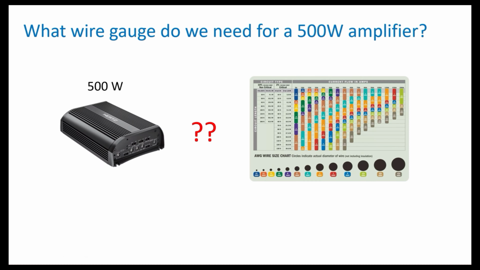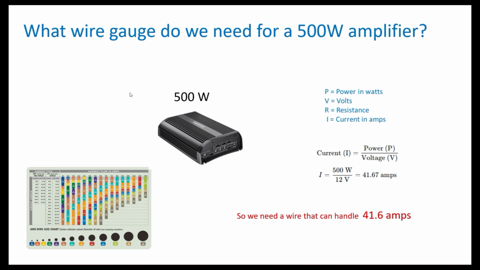So let's do a practical example. I have a 500 watt amplifier, and I want to figure out what gauge wire I need to attach this amplifier to its power supply, right? So what I need to do first is work out how many amps this 500 watts will be, and I can work that out by working out the current using the formula.